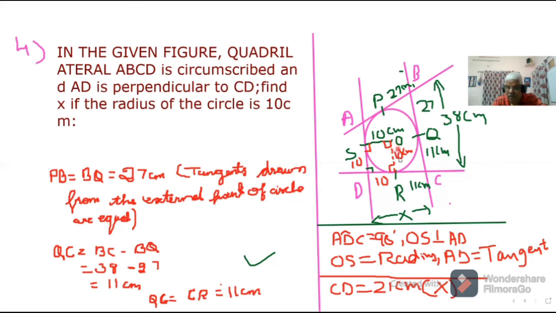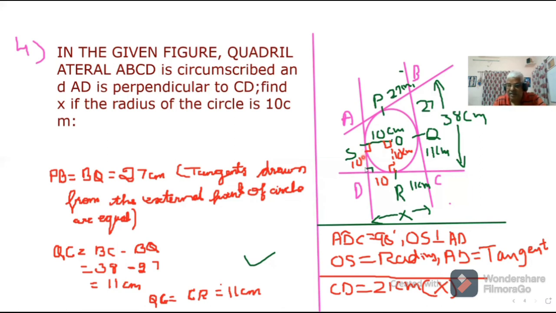In the same way, OR is also radius, remember children. OR is the radius, therefore OS and OR are the radius of the same circle. Their measurement will be what? 10 centimeter. And now OR is the radius, CD is the tangent. Therefore, the relation between the tangent and the radius is perpendicular, that is 90 degrees. Hence, all the four angles are 90-degree here. Hence, it is a square.